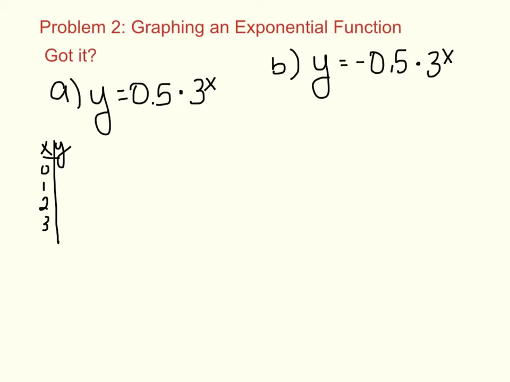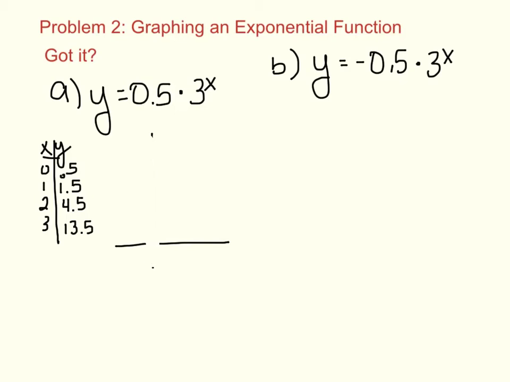So if you plug in 0, this should be fairly easy. 3 to the 0 power is 1, 1 times 0.5 is just 0.5. Plug in 1, that would be 3 to the first power, which is 3. 3 times 0.5 is 1.5. 3 to the second power is 9. 9 times a half is 4.5. And 3 to the third power is 27. 27 times 0.5 is 13.5.